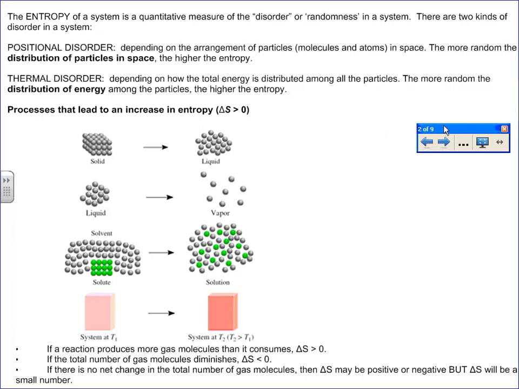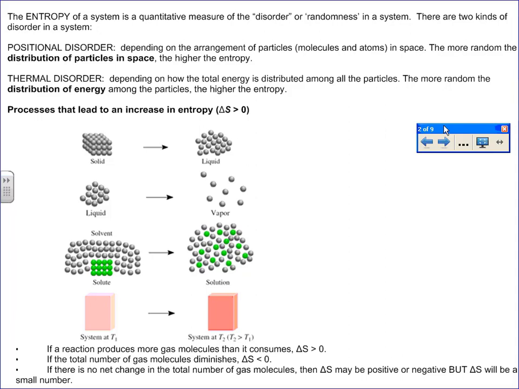There are two different kinds of disorder that you can have. You can have positional disorder, which means that there are a number of different ways that the molecules can be organized. And there is thermal disorder, which is related to the distribution of energy among the particles. So the more random the distribution, the higher the entropy, which leads to the fact that when you have a higher temperature, you're going to have a higher entropy.